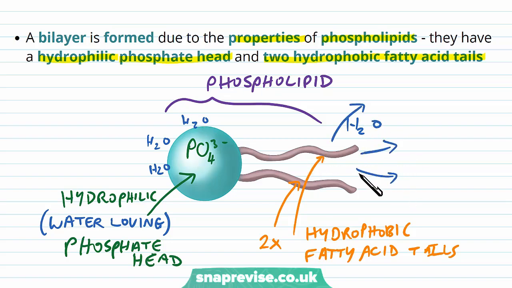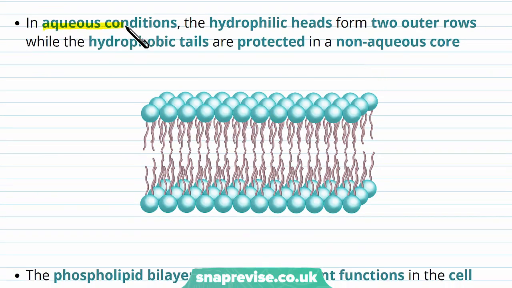So this is one phospholipid molecule, a hydrophilic phosphate head, which attracts water, and two hydrophobic fatty acid tails, which repel water. So in aqueous conditions, i.e. conditions where there is water present, for example in our cells and in the body, the phospholipids arrange themselves in this bilayer form, because the hydrophilic heads, which like water, face the outside world, and they form the two outer rows where they can face the water. But the hydrophobic tails protect themselves in a core all together as a cluster, trying to avoid the water.